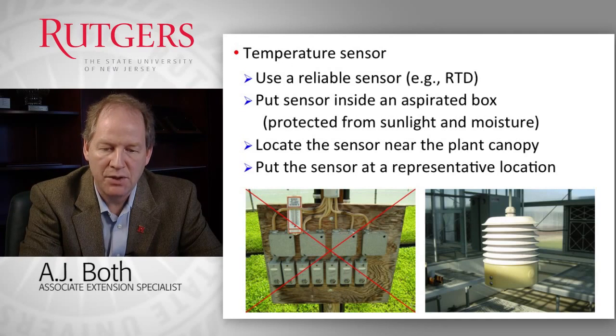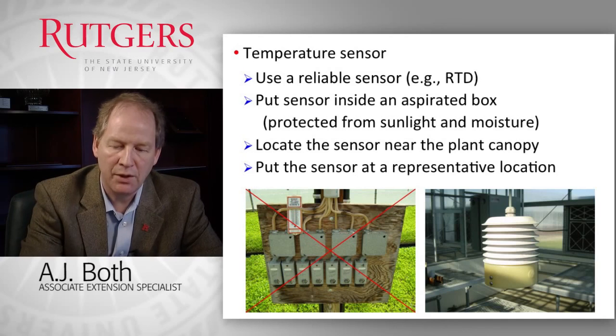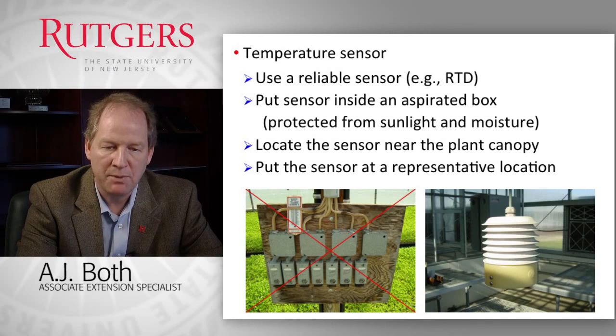So on the right-hand side you see a proper installation, a little aspirated box. You see some fans or gills on the side. The fan is located at the bottom. It's drawing air through the gills, past the sensor, and then out the bottom of the sensor housing, so that you get a good representative measurement in your system.